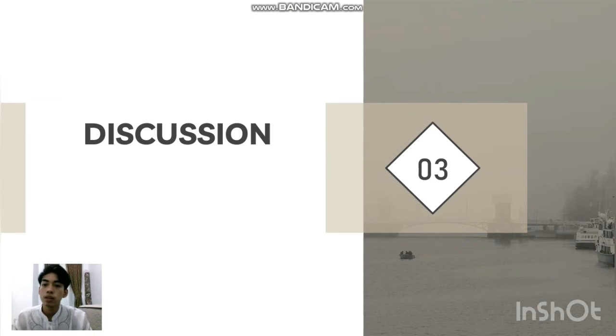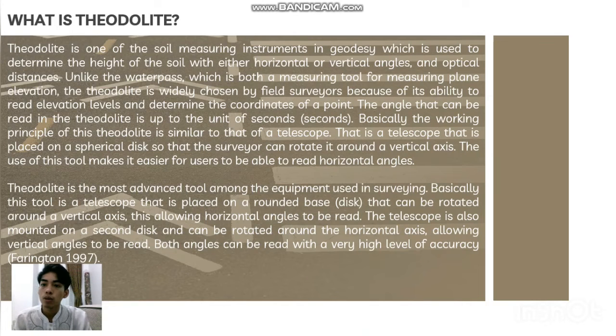Chapter 3, discussion. What is theodolite? Theodolite is one of the soil measurement instruments in geodesy which is used to determine the height of the soil with either horizontal or vertical angles and optical distance, unlike the water pass, which is a measuring tool for measuring plane elevation. The theodolite is widely chosen by field surveyors because of its ability to read elevation level and determine the coordinates of a point.